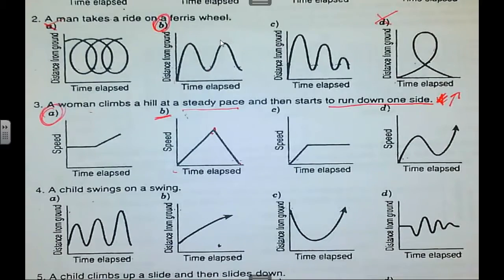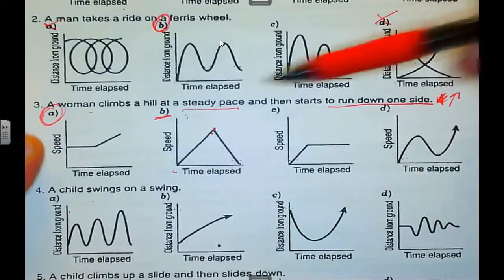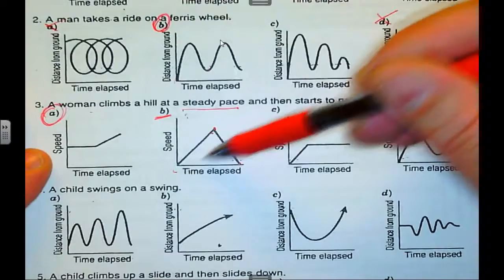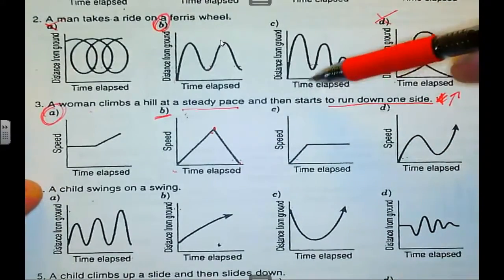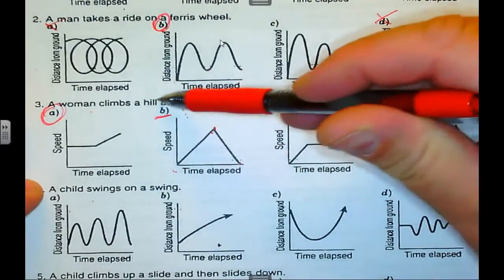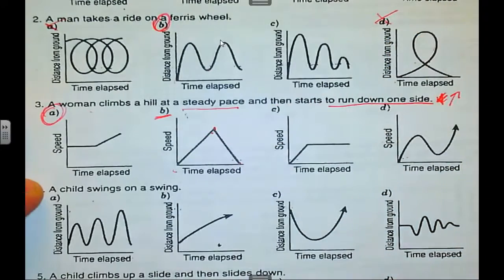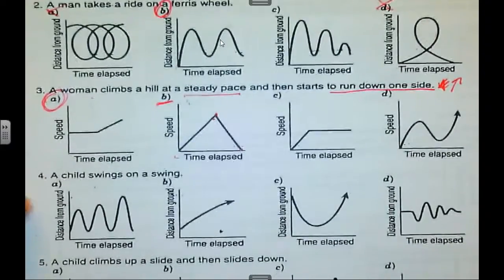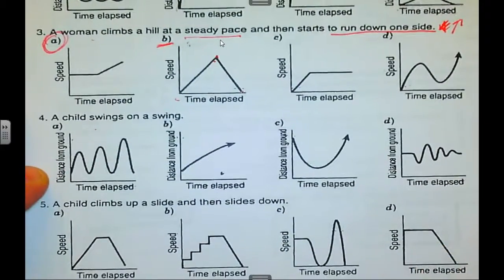Don't get in the habit of getting caught up in the fact that this looks like a hill. Okay? That's what it says. It climbs a hill, so a lot of students automatically pick the graph because it looks like the hill. Okay, what about 4? A child swings on a swing.